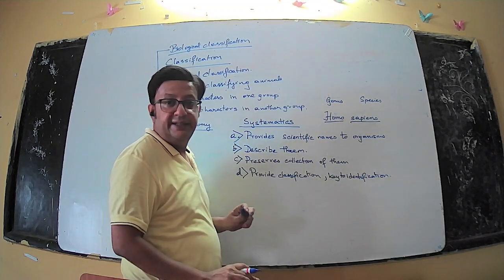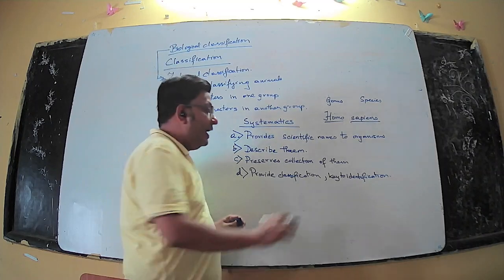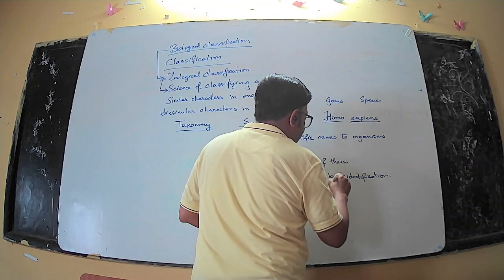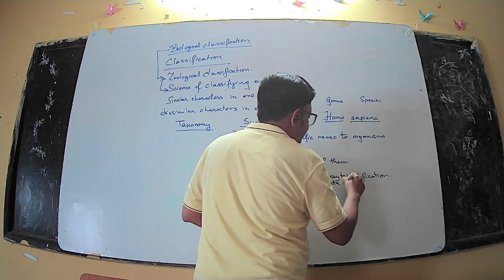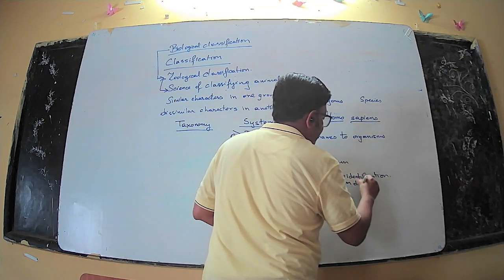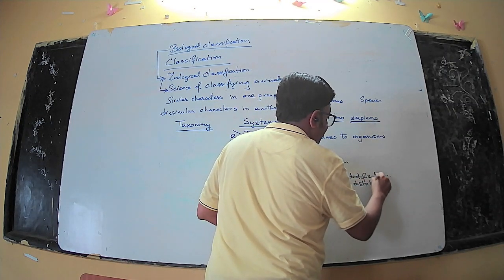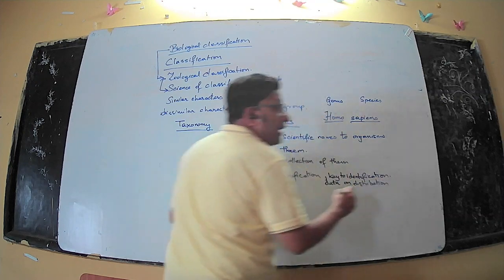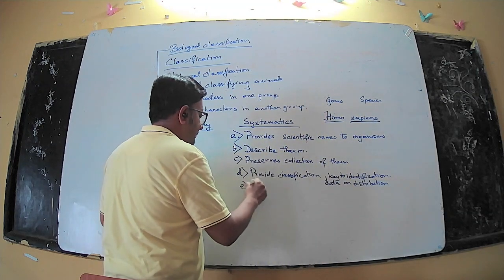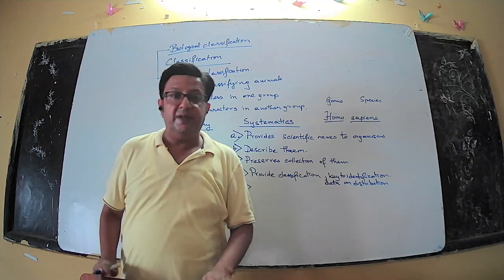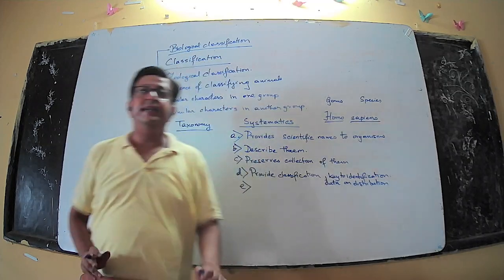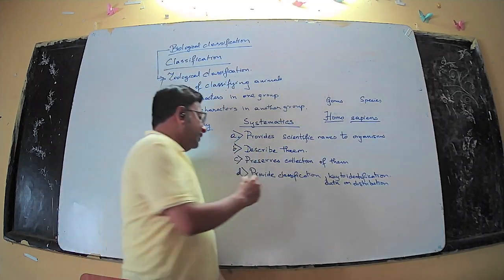Okay? And data on distribution. Where is it found? Apart from that, next is they have to investigate evolutionary history.